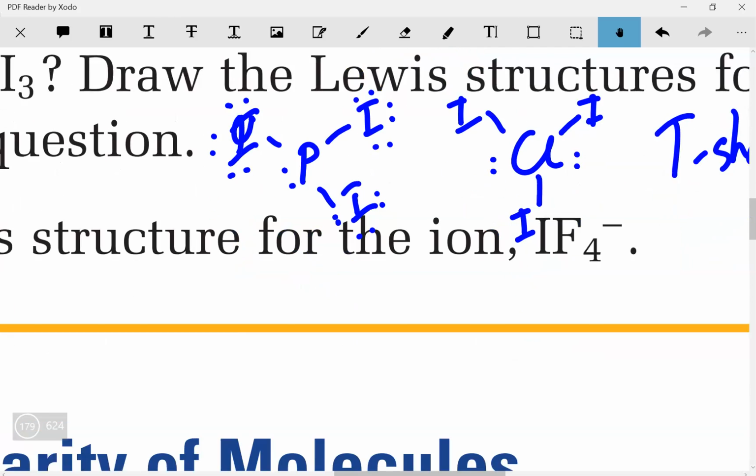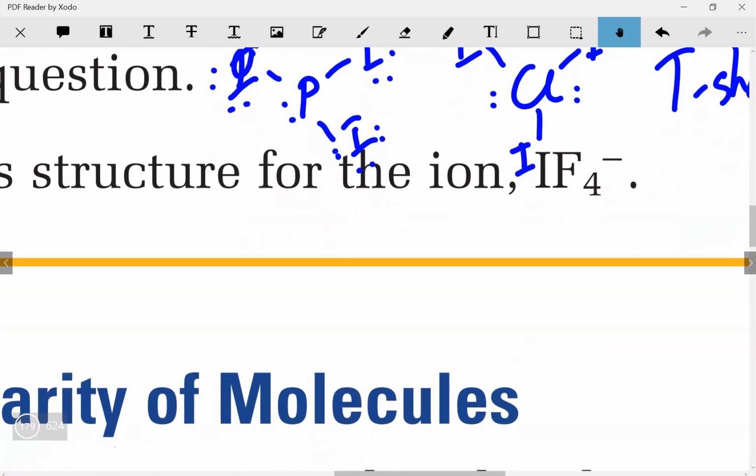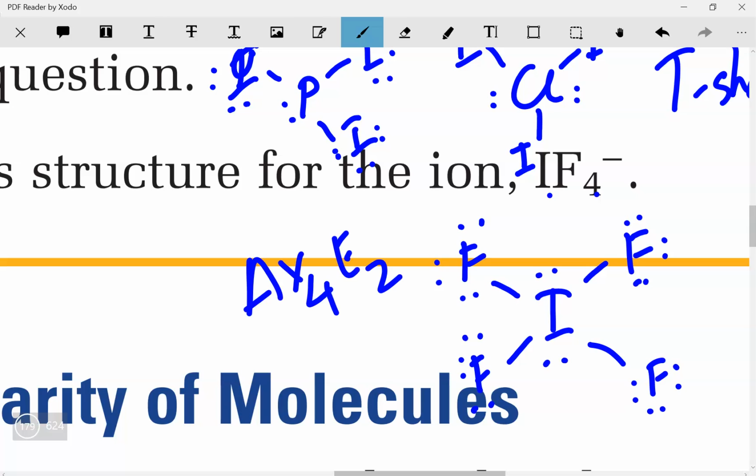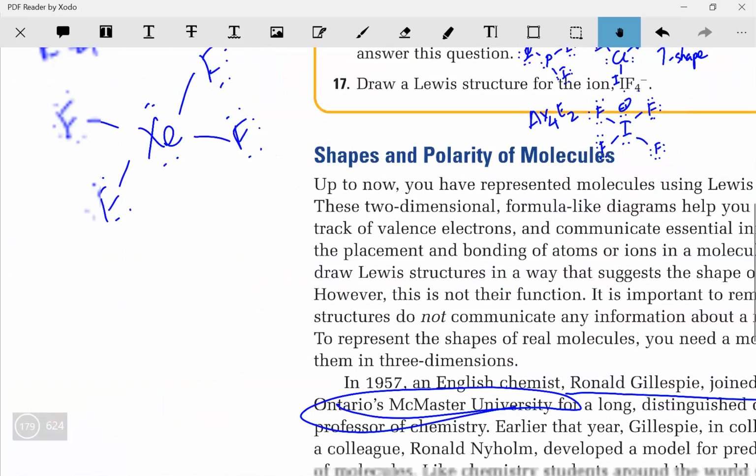IF4 minus, so this one's interesting. 7, so this is 35 plus 1 is 36. Here we have 8, 9, 10, up to 36, square planar AX4E2. And that minus charge is from the iodine, because iodine has a formal charge of 7 minus 4 minus 4, negative 1. So that's where it's coming from. That's fine, though. You don't really have to know that. It's just where it's coming from.